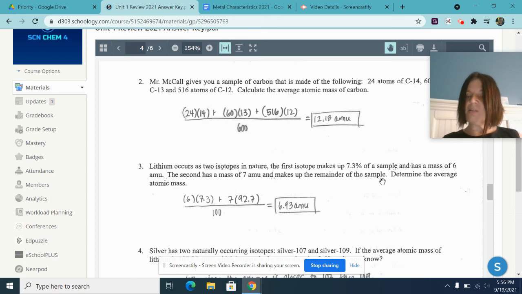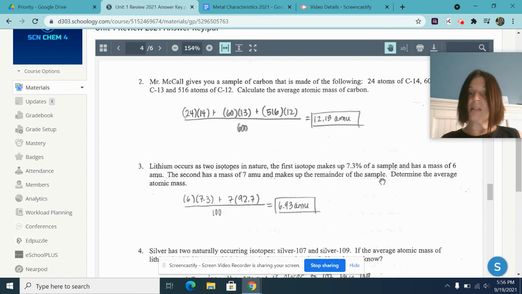Remember that the entire sample is always 100% unless they actually break the atoms down like they did in problem number 2, in which case you are going to need to count the number of atoms in order to get the total number of the atoms of the sample that you need to divide by. But here they just give you percent, so it will be based on 100.